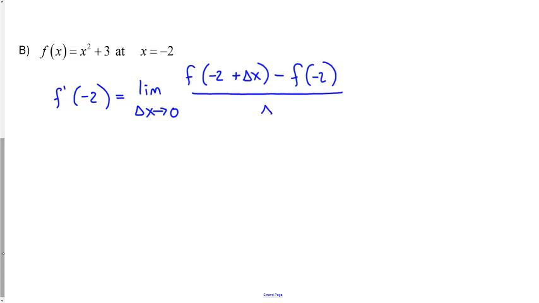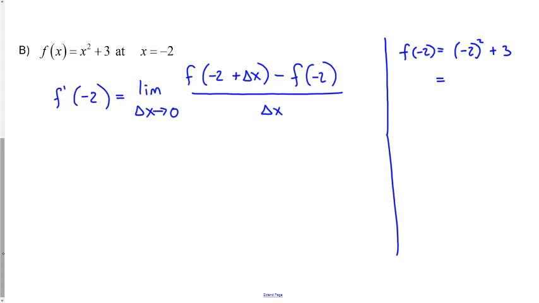Now, it might be helpful to go off to the side and try and do these things individually, or you can do them in line. It doesn't really make a whole lot of difference. I think I'll go off to the side and do them over here. So let's see here. f of negative 2, that's going to be negative 2 squared plus 3, which is 4 plus 3, or 7.